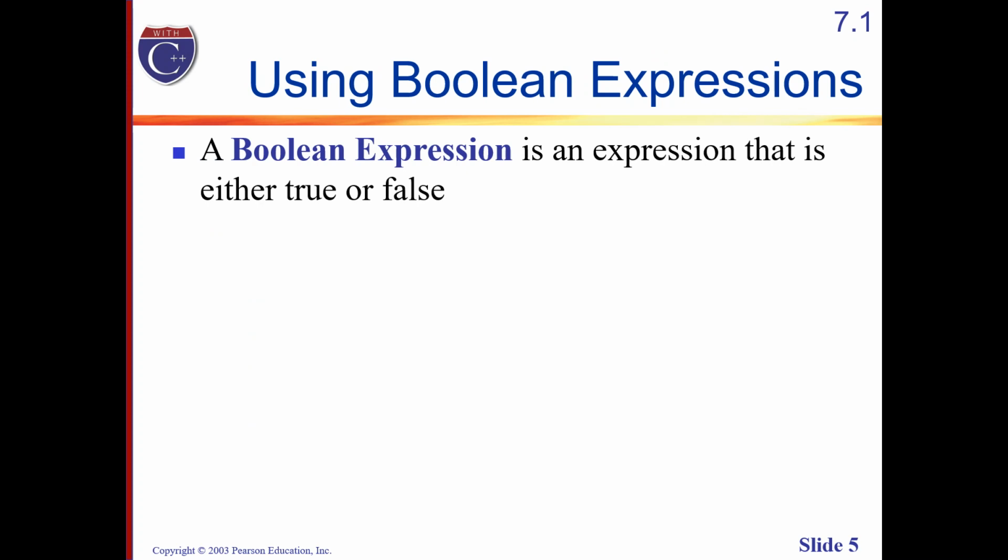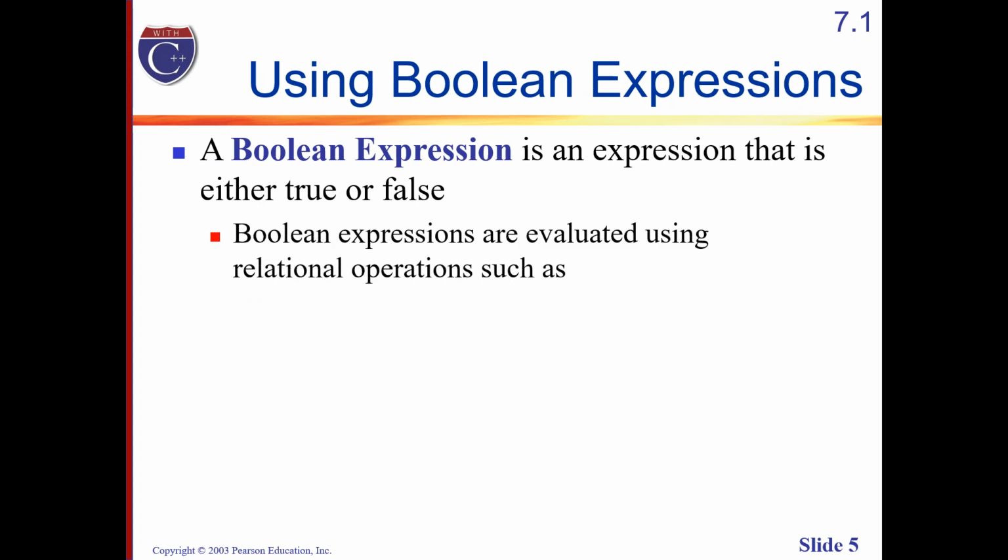A Boolean expression is an expression that is either true or false, which means a Boolean expression can only generate two possible values. It's either true or false, or if we are going to represent it numerically, it can be 0 or any positive number, which represents false or true.